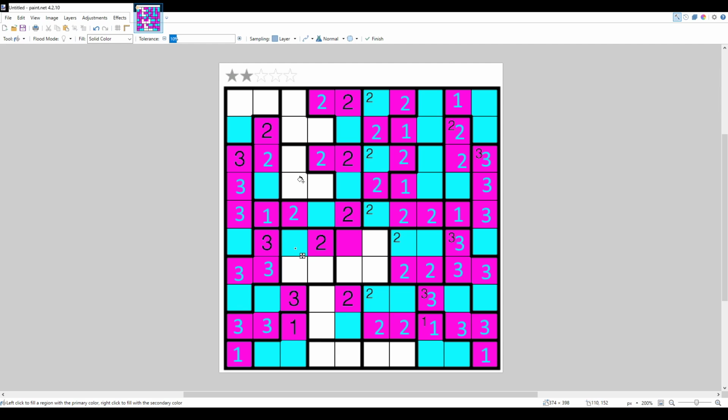Down here, let's see. This cannot be 3. This also can't be 2. So it's got to be 1. And the question is, is it 1 here or is it 1 here? But it can't be 1 here, so we can make that blue.